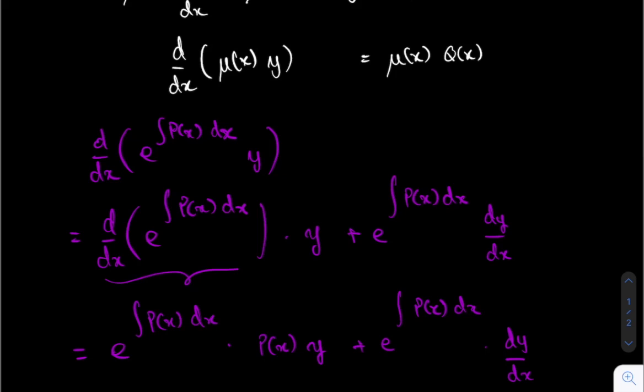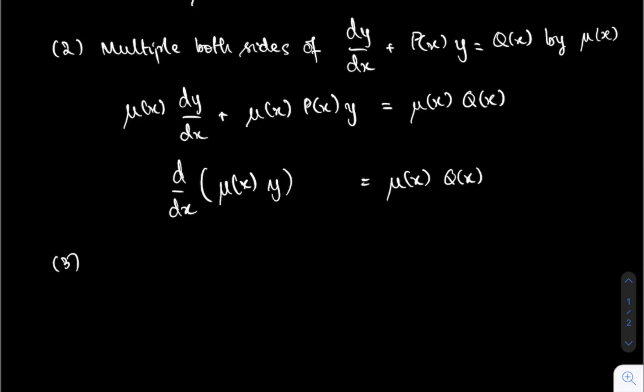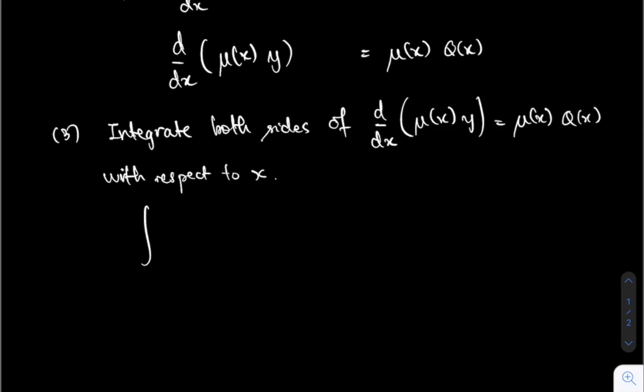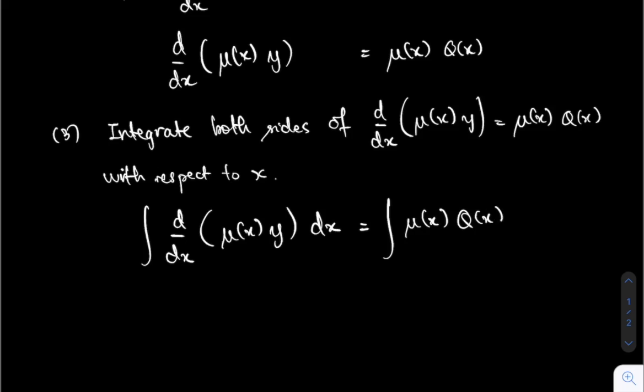Now let's move on to the next step of the procedure to solve first order differential equations using the integrating factor. In step 3, you need to integrate both sides of the equation with respect to x. That is, the integral of d/dx of mu of x times y dx equals the integral of mu of x q of x dx.